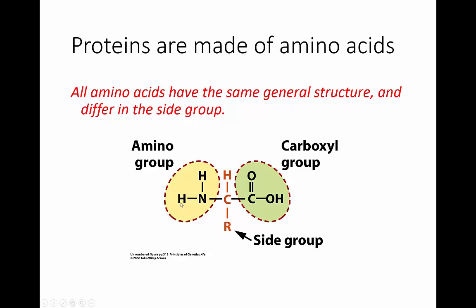There's an N followed by two C's. The second C is actually a carboxyl group. The middle C has what's depicted as an R here, and this is the side group. This is the place where different amino acids actually differ in their structure.